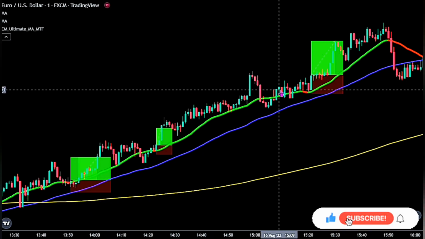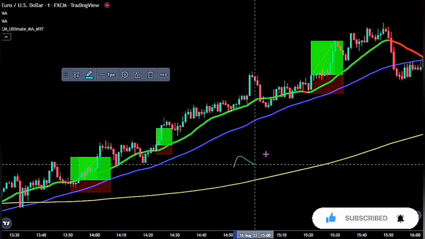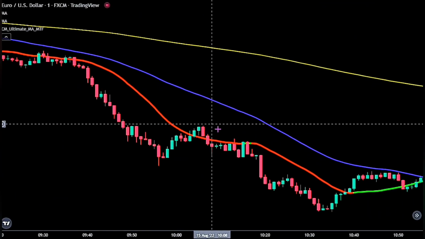Please note that when the price is in between the yellow and blue moving average, we do not take trades, as the price is yet to determine its trend. Now let's quickly go over a few examples to help you better understand this strategy.